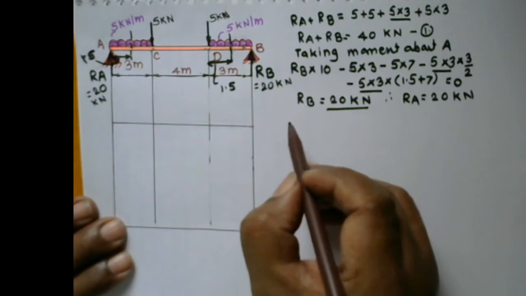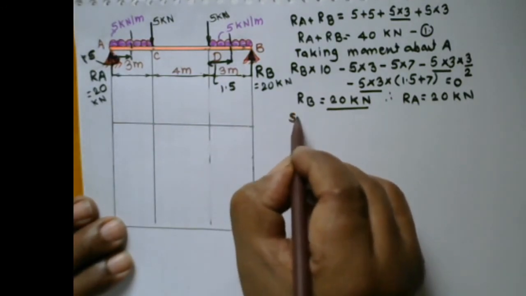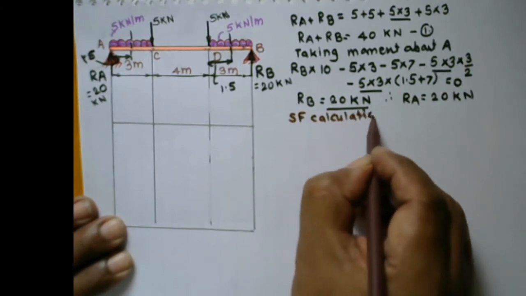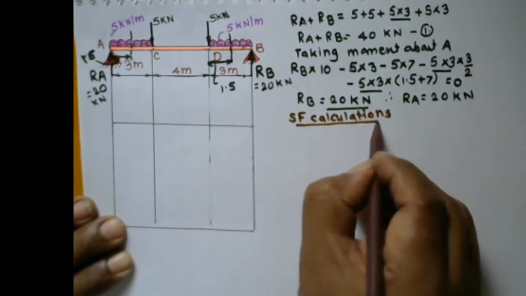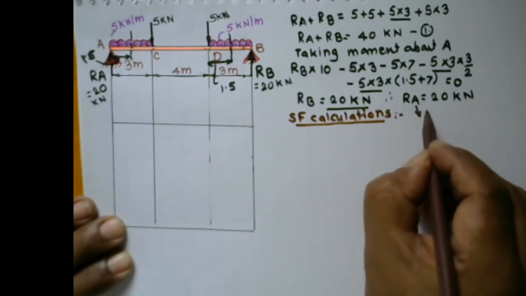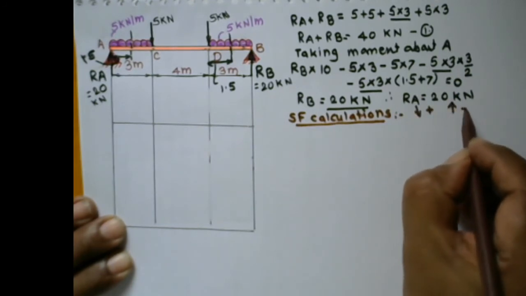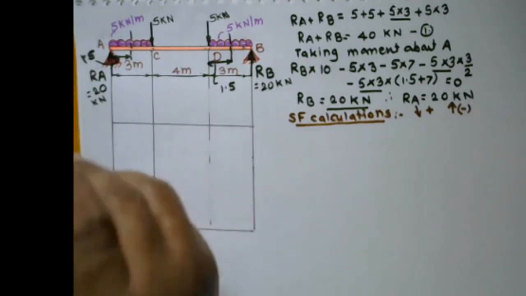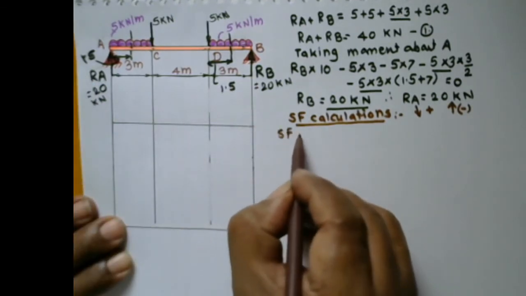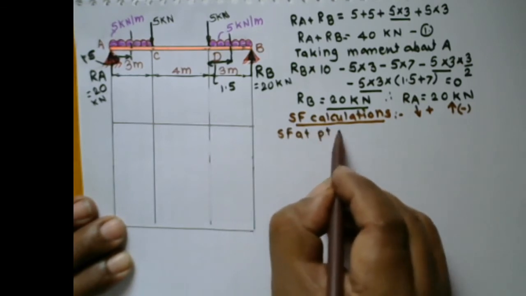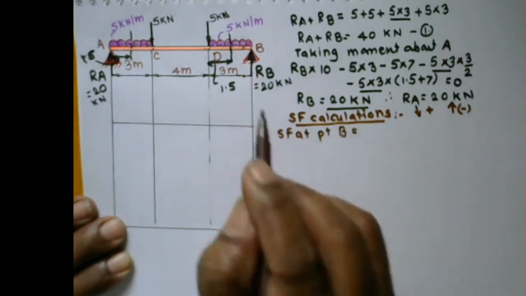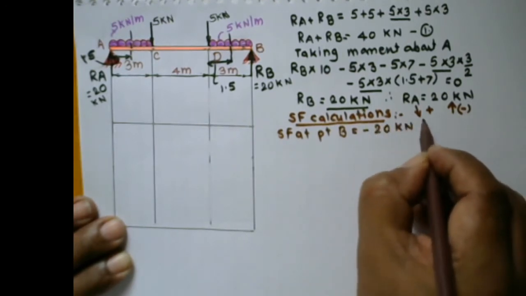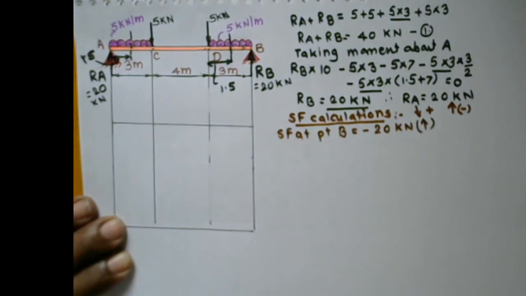Okay. Now come to the next point, shear force calculations. To calculate the shear force, our first step is to decide the sign convention. For that sign convention, downward force is positive, upward force is negative. And now we are calculating the shear force from right to left. So shear force at point B is equal to 20 kilonewton, which goes in the upward side, so minus 20 kilonewton.